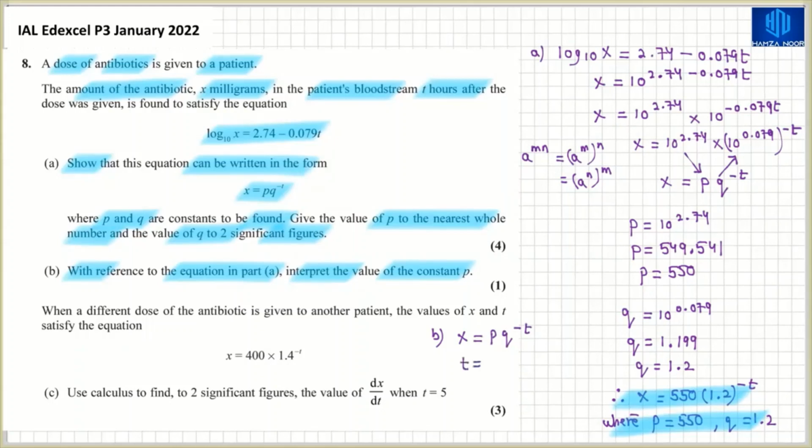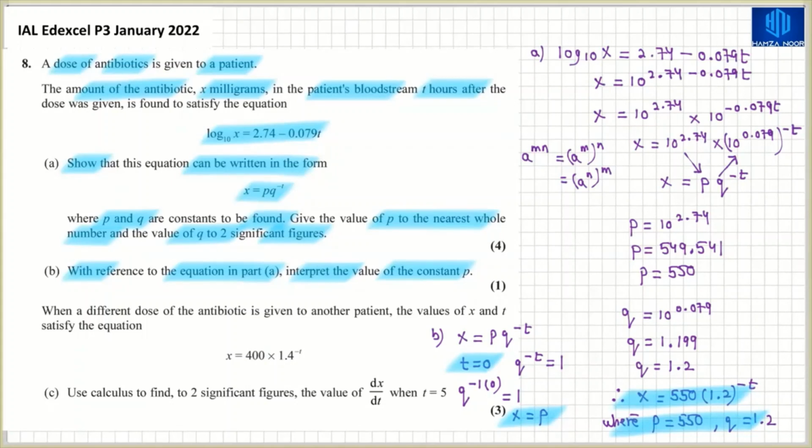So when t is equal to 0, q raised to the power minus t will be equal to 1, because this will be q raised to the power minus 1 times 0. So this will be 1, and therefore x will be equal to p in this case. So x is equal to p when t is equal to 0. And t equal to 0 basically means the initial moment when the model is started.